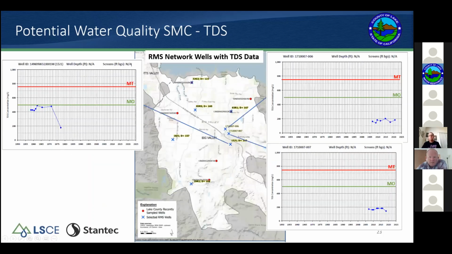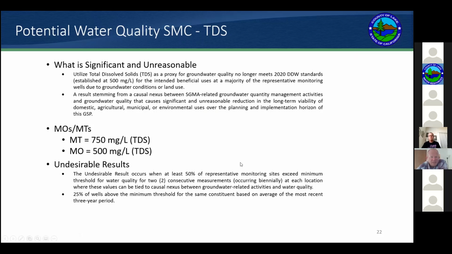So what I thought about here, and again, nothing's been decided, I wanted to present some general concepts. We talked a little bit about developing significant and unreasonable statements. We've got to make some decisions at some point, not today, about what the MO and MT would look like specific to water quality. And then we also have to refine and develop an undesirable result. So again, just as an example, what could a significant and unreasonable statement look like for water quality?